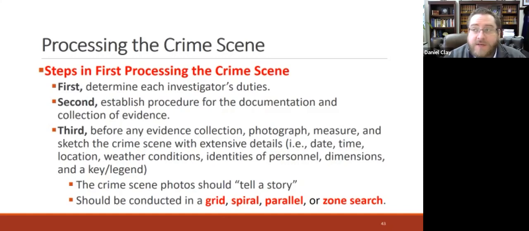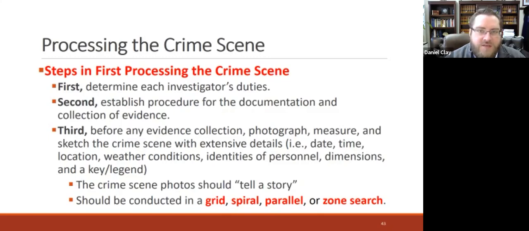So crime scene sketches are a real thing. They're not pretty, but they are a thing. So you're going to want to sketch the crime scene. It's going to have to have extensive details. It's going to have to be usually in scale.